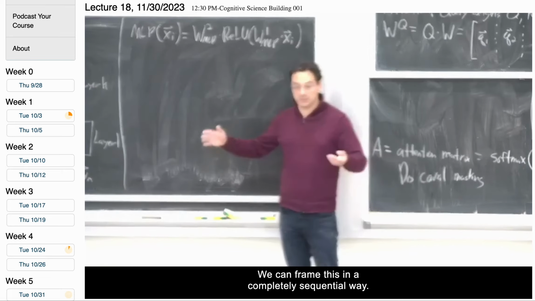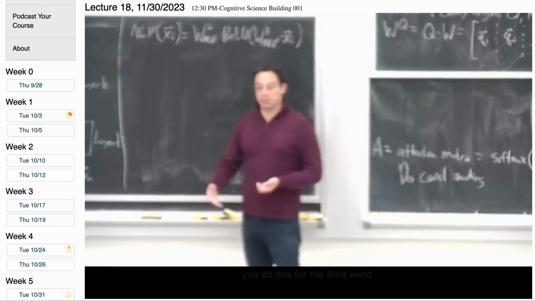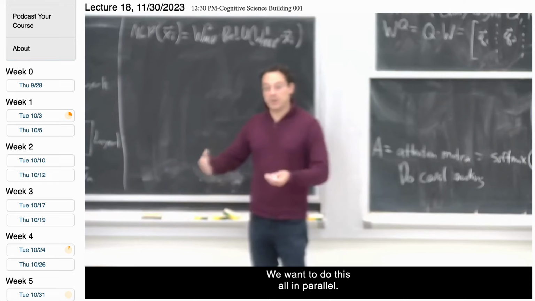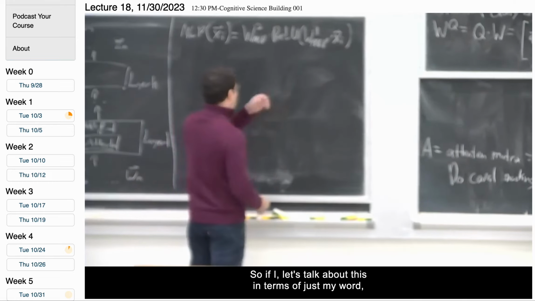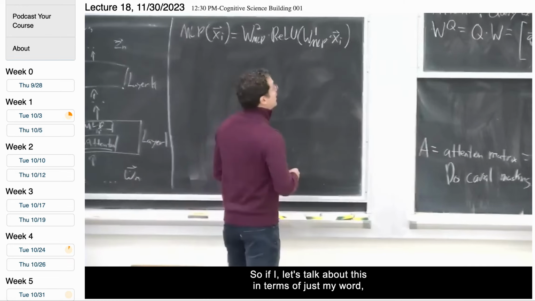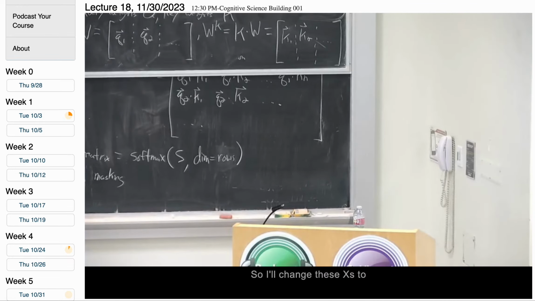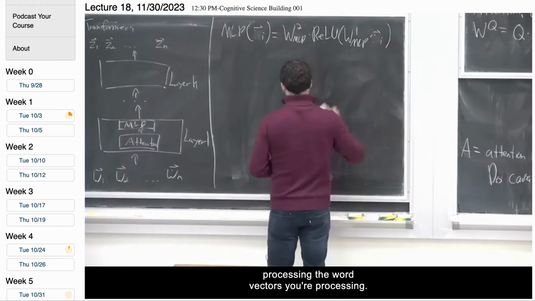So we can frame this in a completely sequential way. You do this for the first word. You do this for the second word. You do this for the third word. Now, we don't want to do that. We want to do this all in parallel. So let's talk about this in terms of just my word matrix up here. So I'll change these x's to w's. You're not directly processing the word vectors.